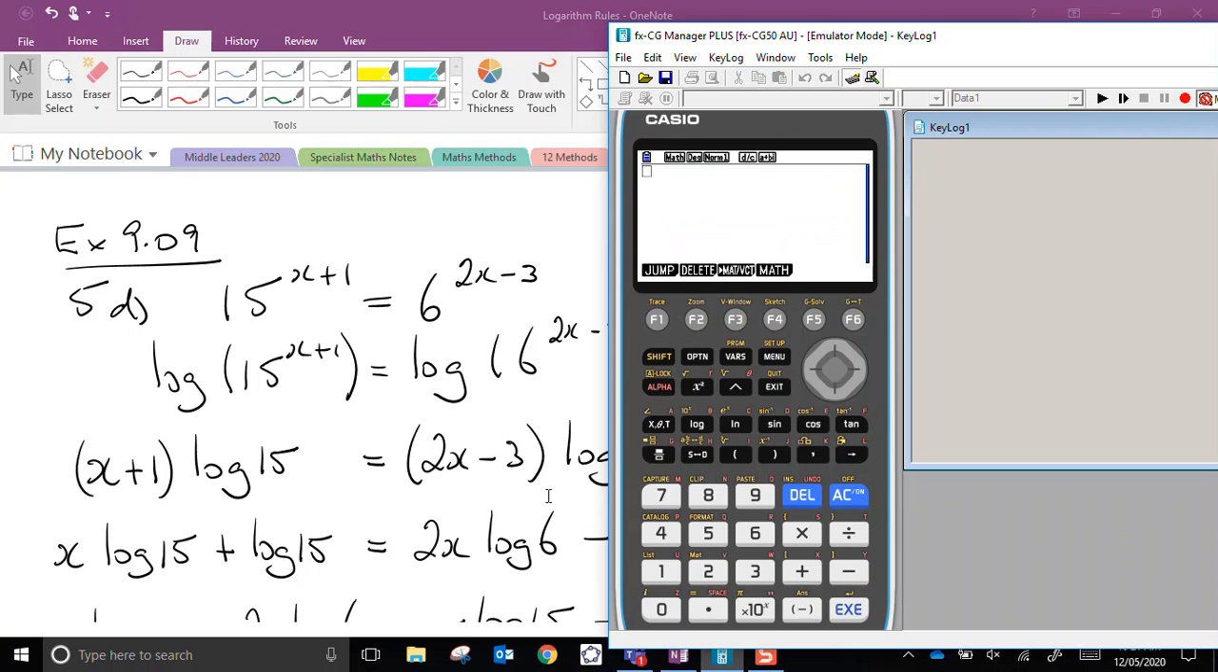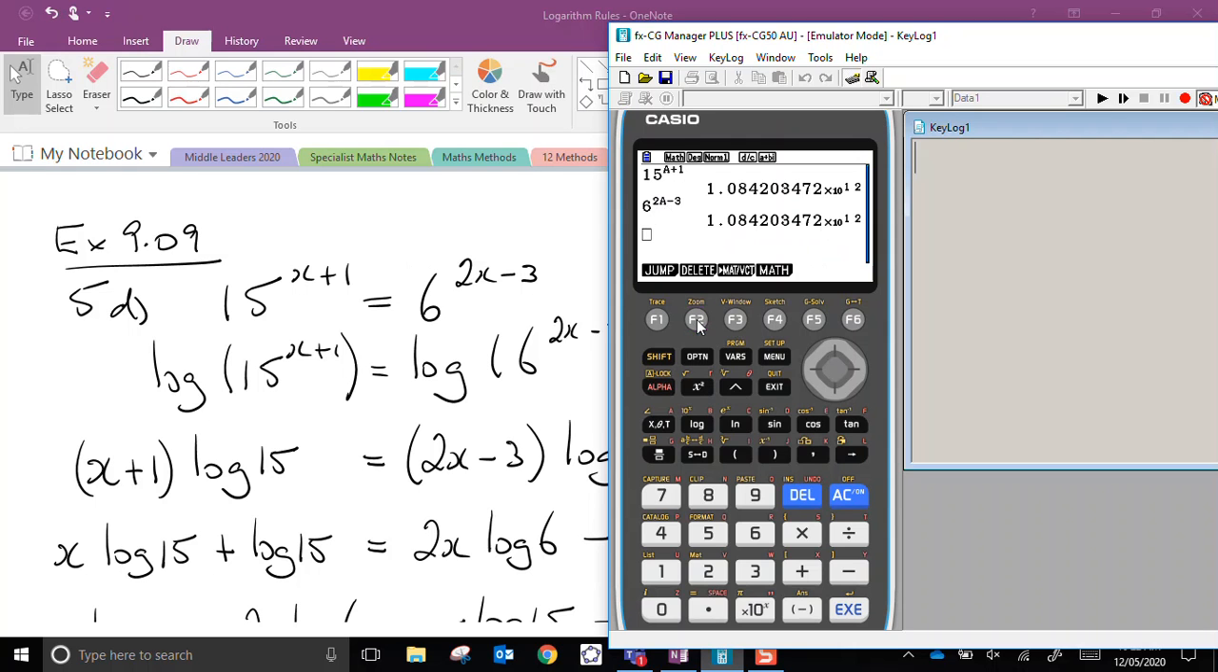Now let's enter this expression, 15 to the power of, instead of x, I'll use the value stored in A plus 1, and I get an answer, which is a rather big number. And then I could go to the right hand side, 6 to the power of 2A minus 3. And we get the same answer. In other words, the solution we found, which I stored in memory A, is the correct solution.